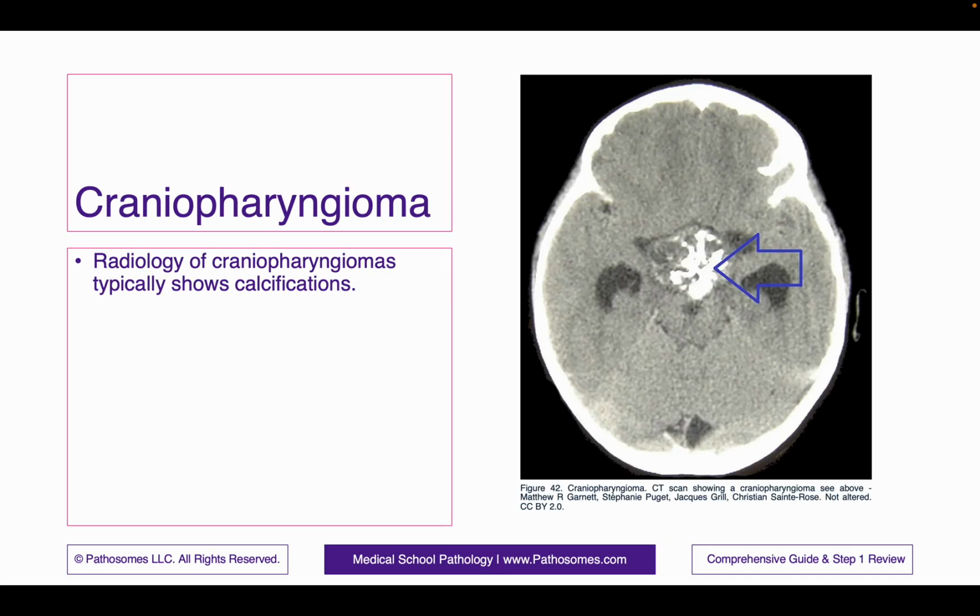Here in the CT scan, you can see where a craniopharyngioma commonly occurs. And they typically have this calcification that's classically associated with them.